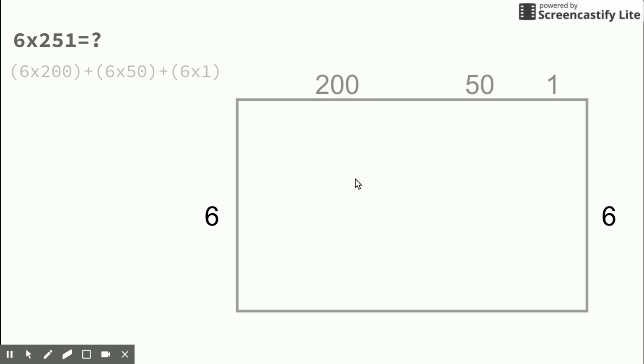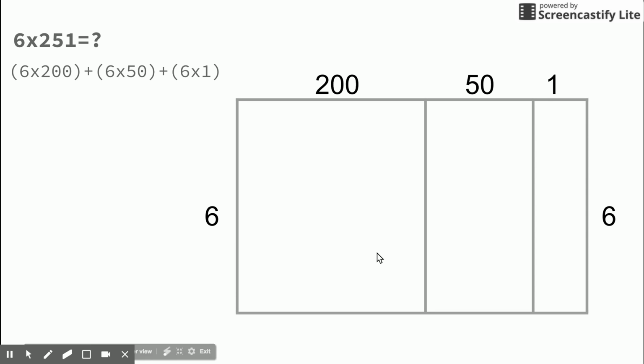So I would break the 251 into 200, 50, and 1. And I'm going to drop in 3 rectangles now because I have 3 separate rectangles that I'm going to try to find the products for and then add them up. And if I want to look at it as one long number sentence, we could do 6 times 200 plus 6 times 50 plus 6 times 1 because we have to add them all together. Add all the products of each rectangle together to get the area of the larger rectangle.